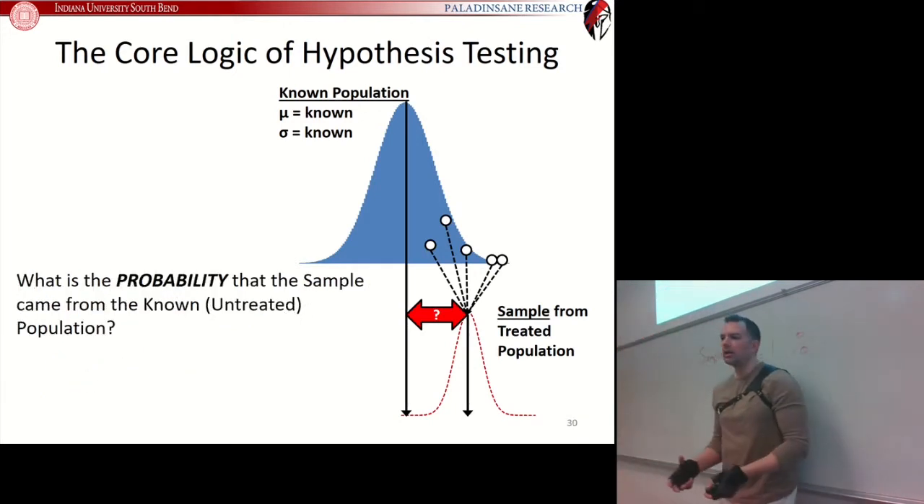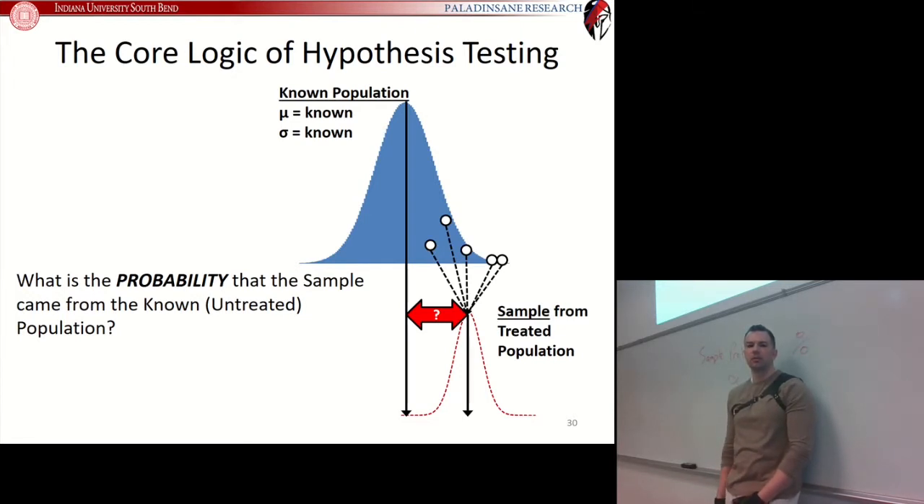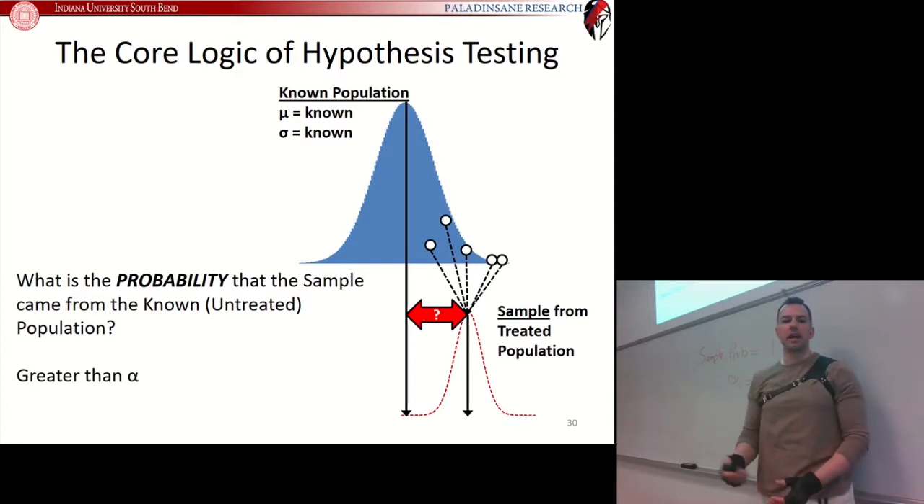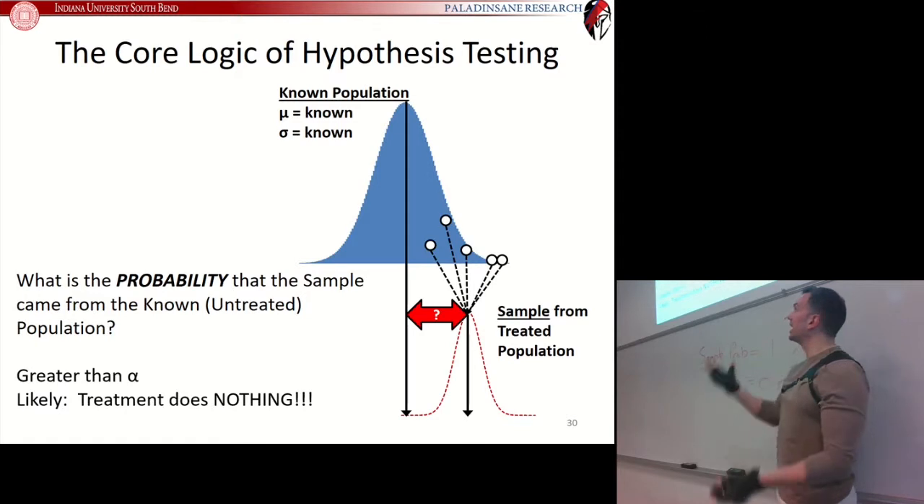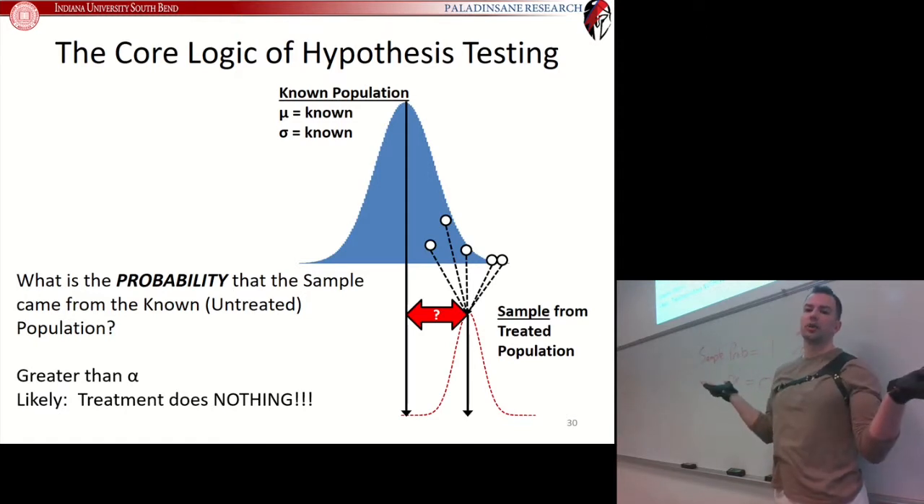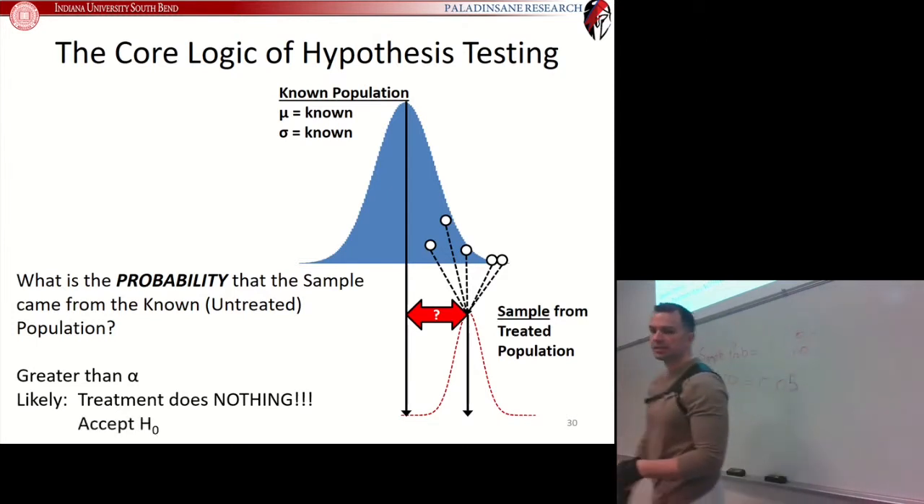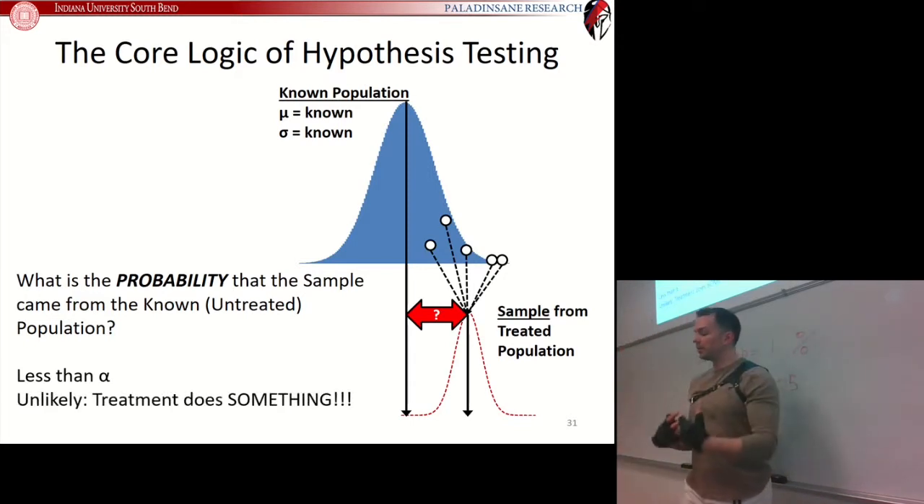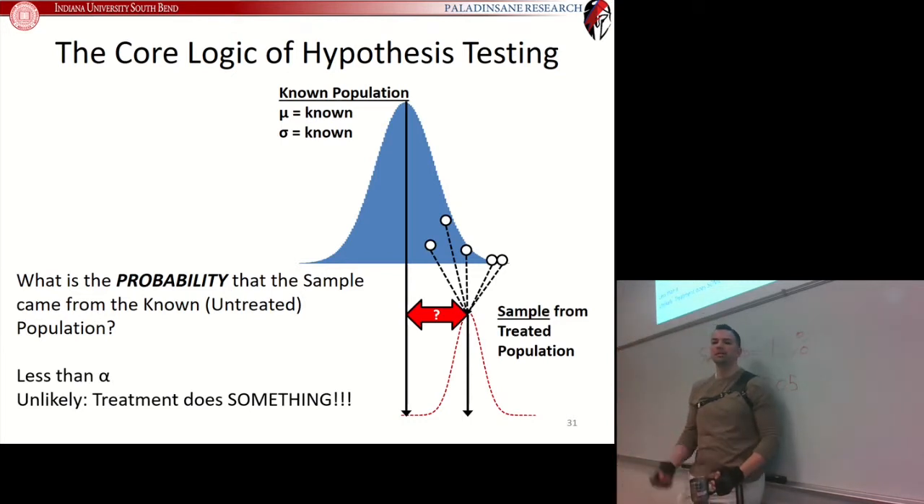All right, so again, it's all tied into that probability of the sample from the known population. So if the probability of your sample is greater than alpha, greater than that line in the sand, that means that our sample was likely to have come from this known population. Our treatment does nothing. We accept the null hypothesis. If, on the other hand, our sample probability, like right here, is less than our alpha level, less than our line in the sand, that means that it is highly unlikely to have occurred from the known population. That means that our treatment must have changed it. Our treatment does something, and we reject the null hypothesis, reject the idea that our treatment does nothing.